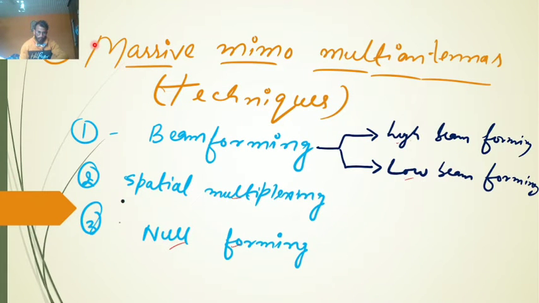Today we are going to discuss the massive MIMO multi-antenna techniques. We will discuss them one by one. First one is beamforming, which has two types: high beamforming and low beamforming. The second one is spatial multiplexing. Third one is null beamforming. In the next slides, we will discuss them one by one.